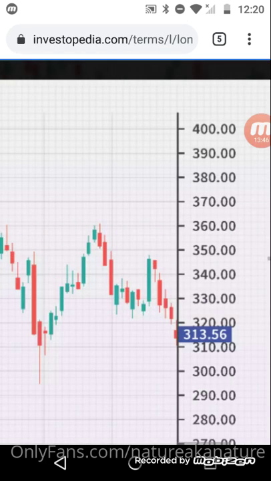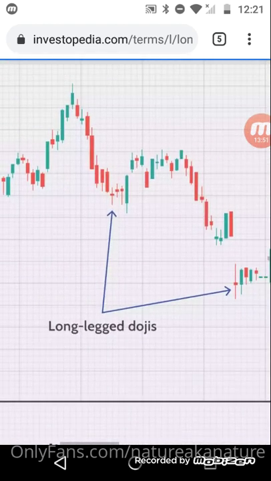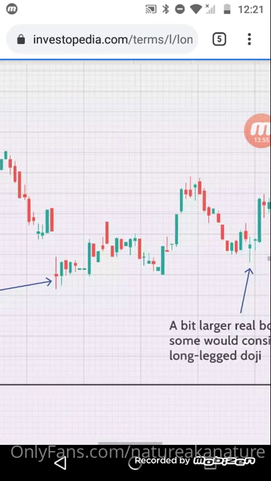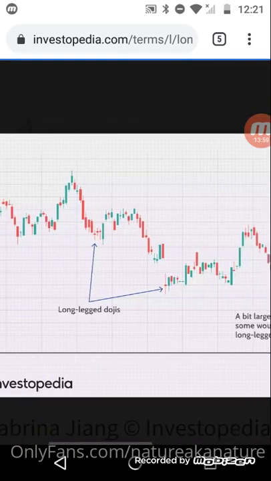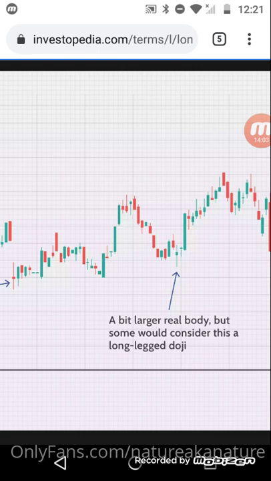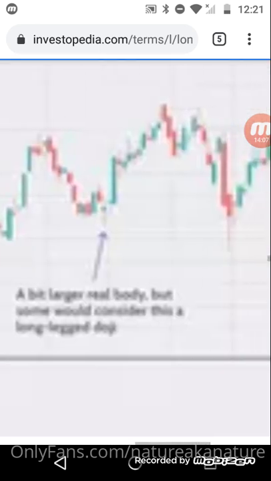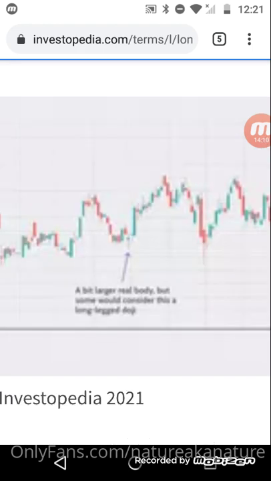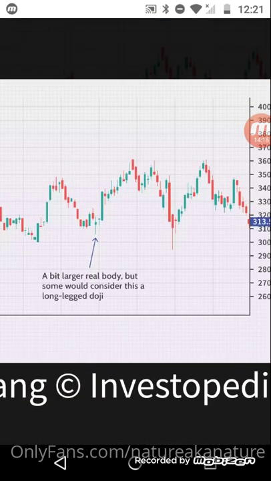It's a continuation of a consolidation period, so it's not really time to buy or sell. It has a bit larger real body, but some would consider this a long-legged doji. Some say it's not a doji, but it's a long-legged doji. So these are all long-legged dojis. Long-legged dojis have small real bodies and long upper and lower shadows. This is an example of what it looks like, and you could obviously go down, but no, it's just consolidating.